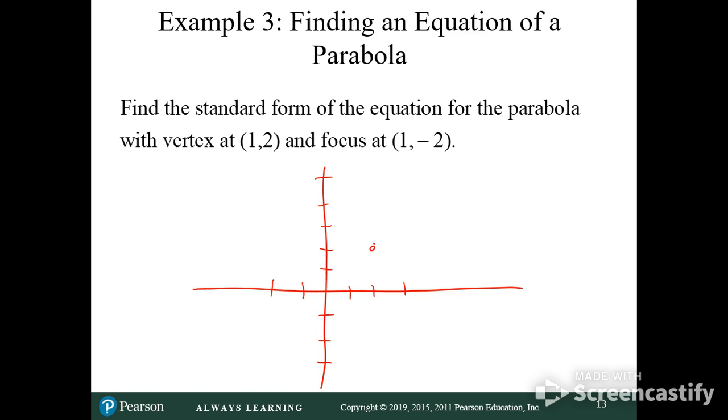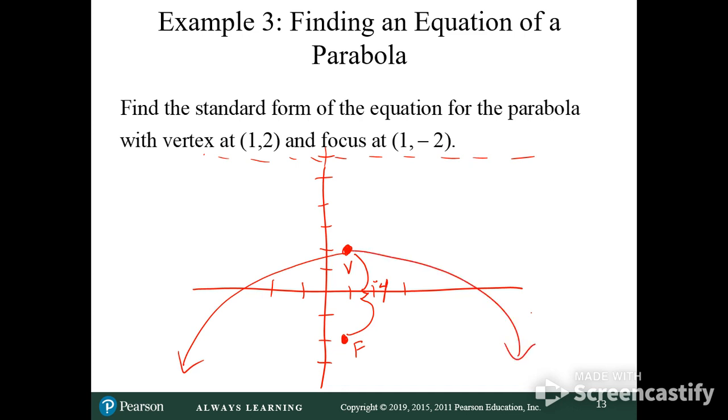So 1, 2 is the vertex. 1, negative 2 is the focus. If this is the focus and this is the vertex, how far is it from the vertex to the focus? 4 in the negative direction. So the directrix line will be 4 above the vertex, way up here. And the parabola will wrap around the focus like this.